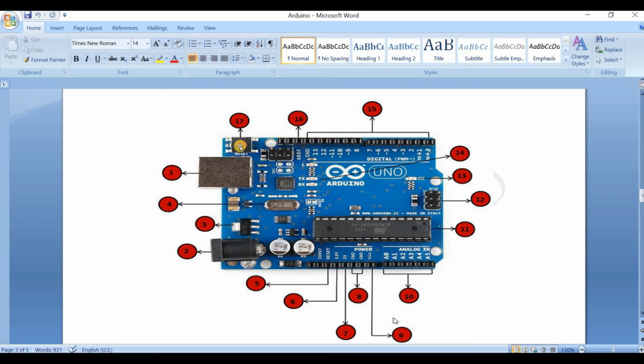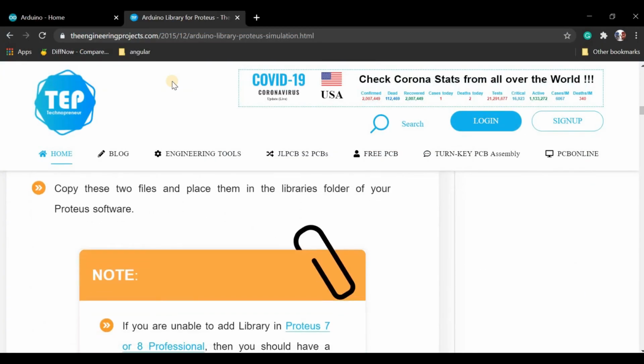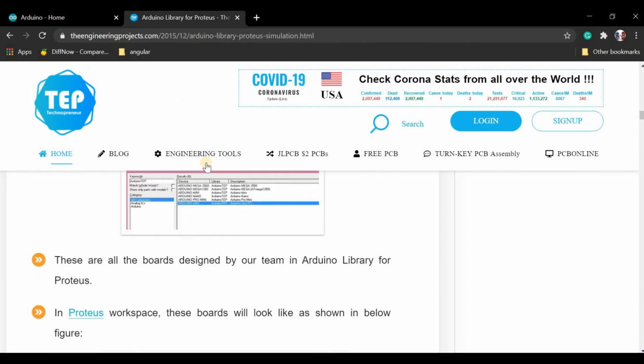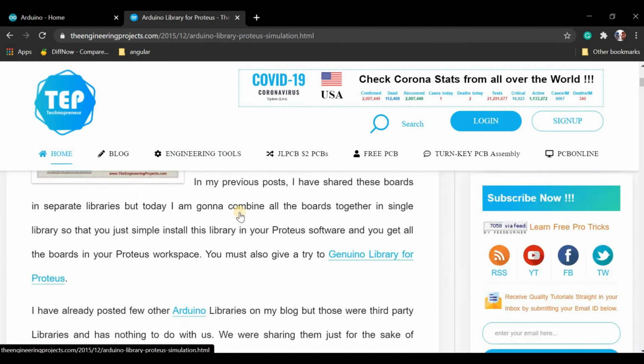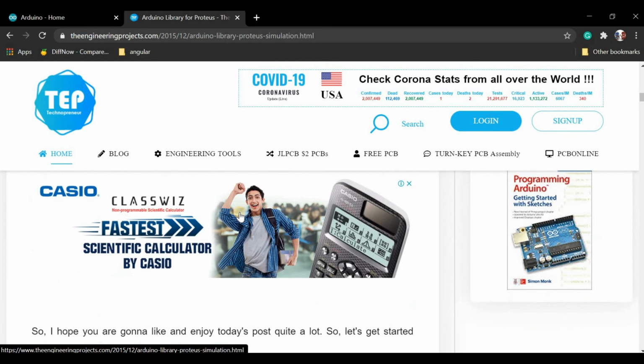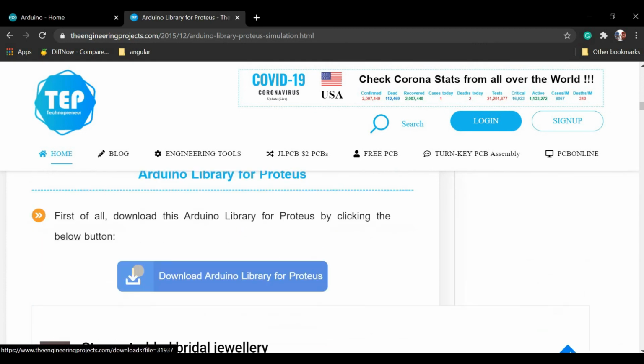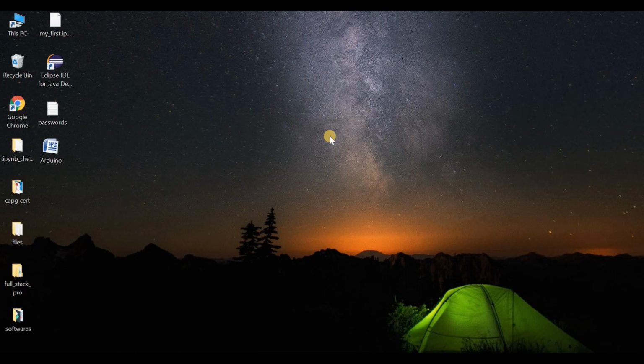So there is a website from which to download the library files. This is the website where you can find the Arduino libraries. Just scroll down a bit and you can find the link to download the library files. The link of this website is also available in the description. Please check it out. Now I will show you how to add the libraries to your Proteus so that you can access the Arduino.